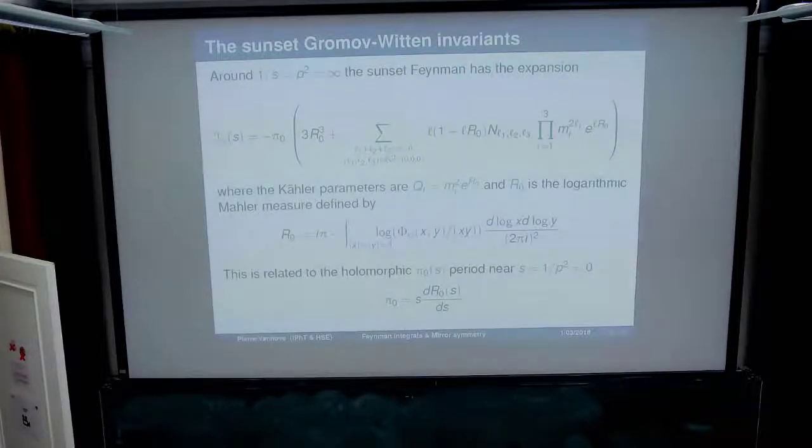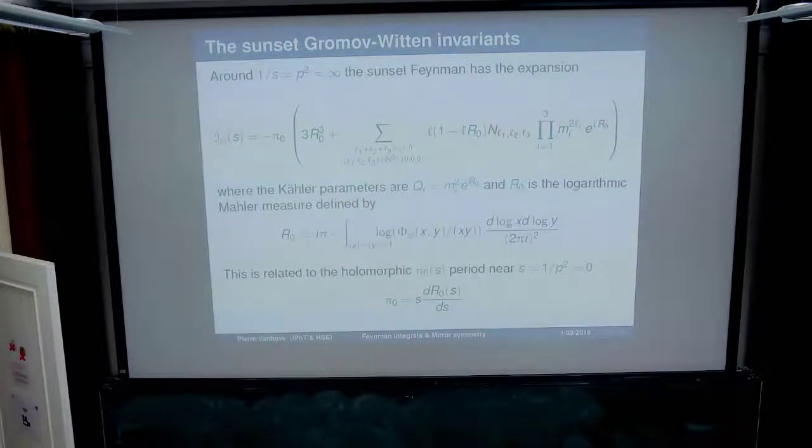So now I'm repeating what I said. The sunset integral is this period that is analytic at infinity. R0 is the logarithmic Mahler measure. So the derivative of R0 gives me my analytic period. And what happens is that my sunset integral is actually R0 cubed plus this term. You see all the masses are explicit, and I can do the same for all banana, for all sunset graphs, exponential to R0, and here there is a sum over L, and here there are some numbers.